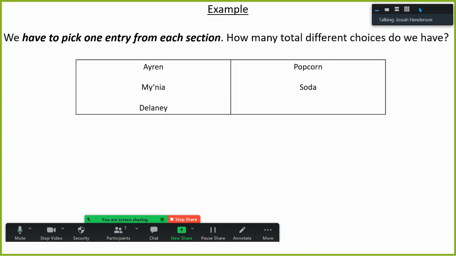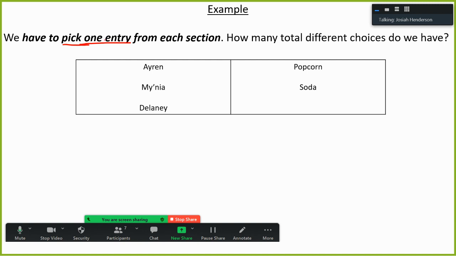I'm going to start with an example. In my box, I put three of your names, just picked randomly, and then popcorn and soda on the right. Suppose you three, Aaron, Manaya, Delaney, were going to the movies, and you each were going to pick one item to buy, popcorn or soda. Suppose we have to pick one entry from each section. How many different total choices do we have?